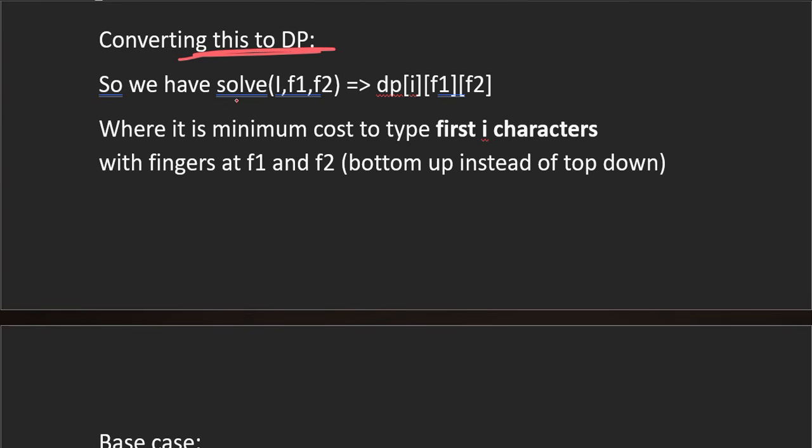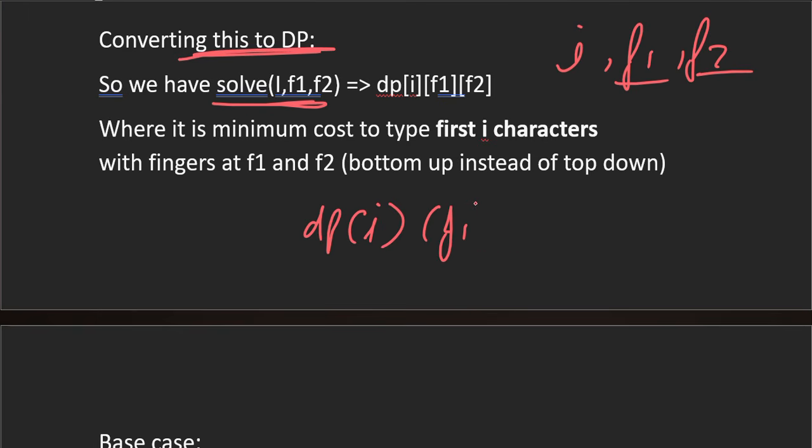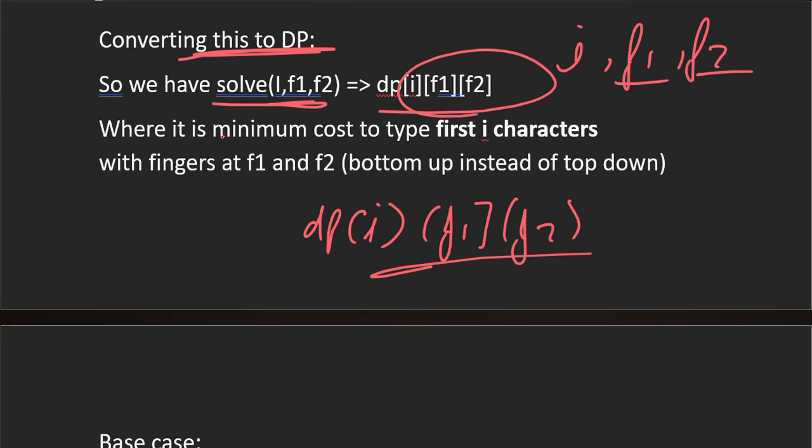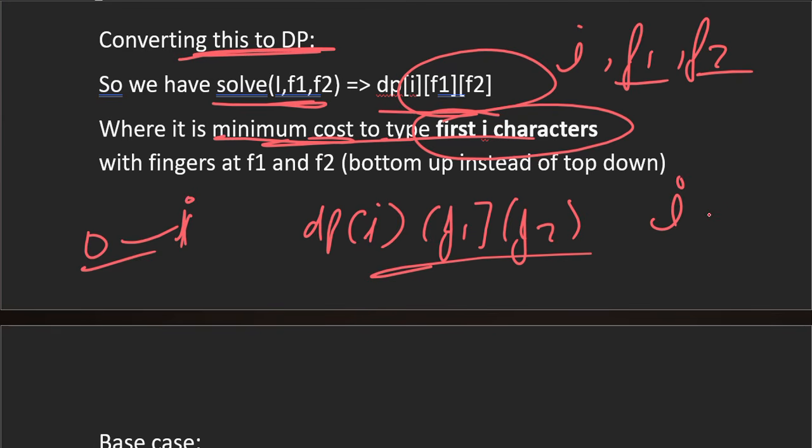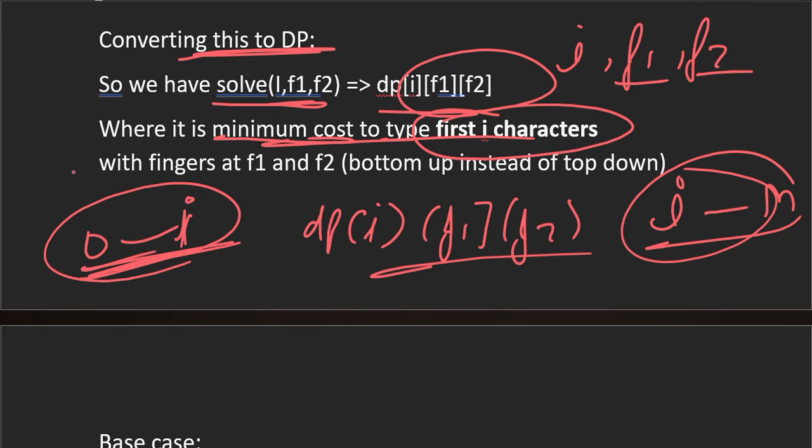Normal dp. In memoization we have three parameters: index, finger 1 position and finger 2 position. So in dp also we have three things: index, finger 1 and finger 2. And it will tell us the minimum cost to type the first I characters, that is from 0 to I. Earlier in recursion it was telling us the cost to type from I to n. But now in dp it will tell us the cost to type from 0 to I, with our fingers at the positions f1 and f2.